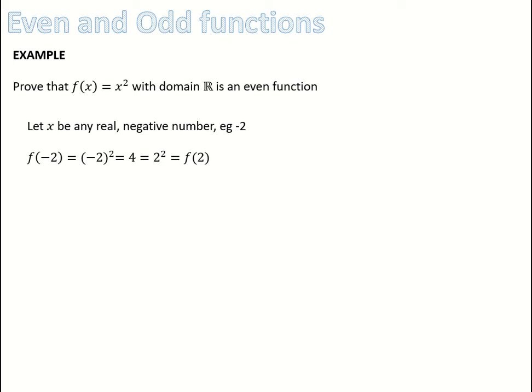f of minus 2 is going to equal minus 2 squared, which is 4, which is the same as 2 squared. Therefore, it's the same as f of 2. So what we can say is therefore that f of minus x is equal to minus x squared, which is equal to x squared, which is equal to the function in the first place, f of x. Therefore, f of x equal to x squared is an even function. Okay, and that's literally it.